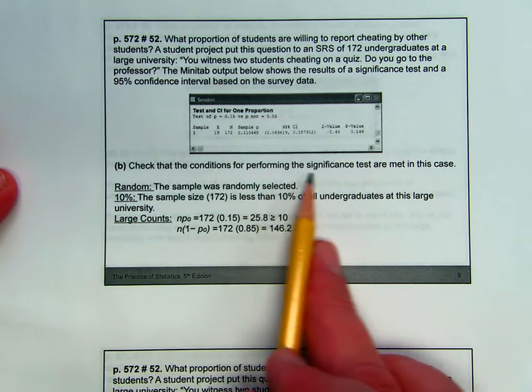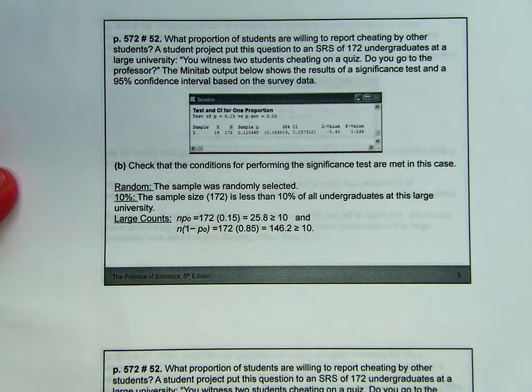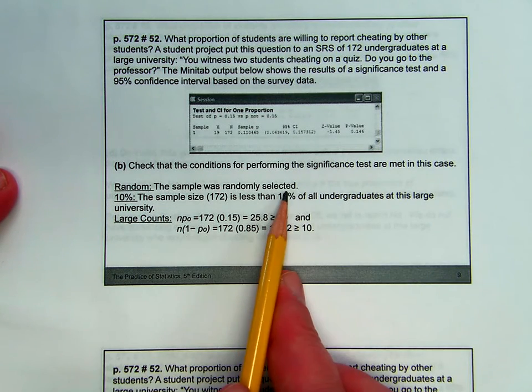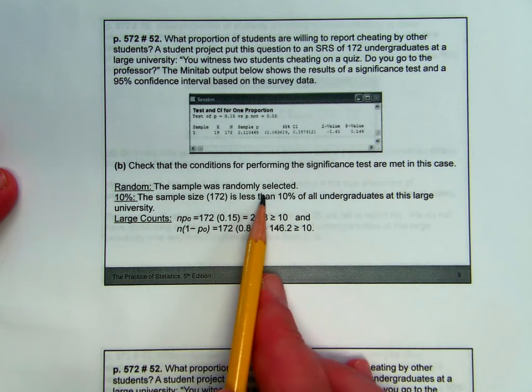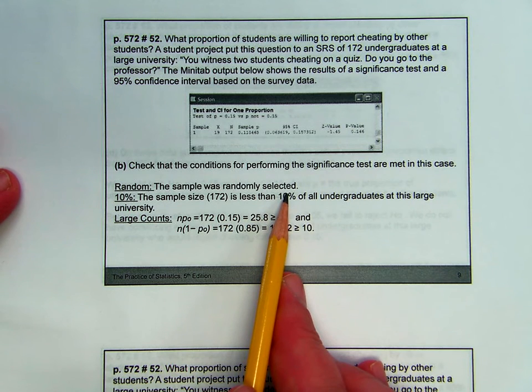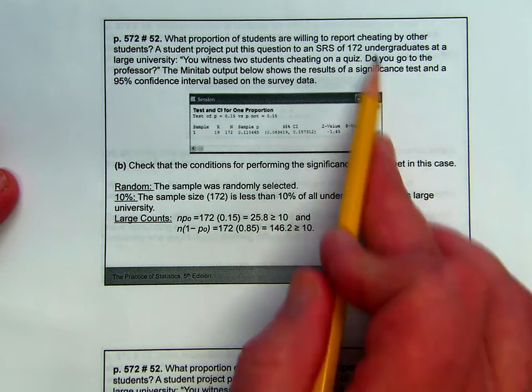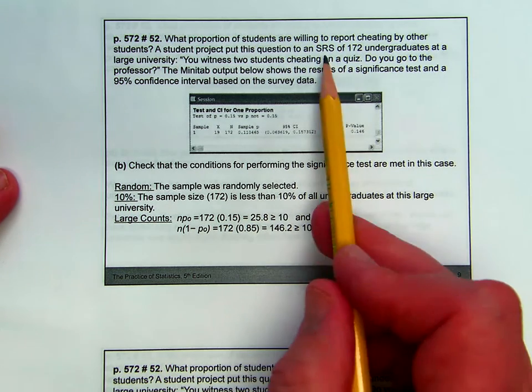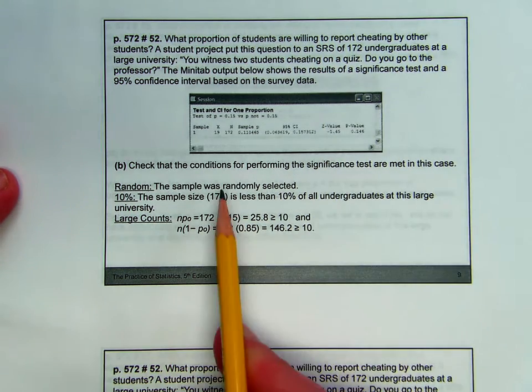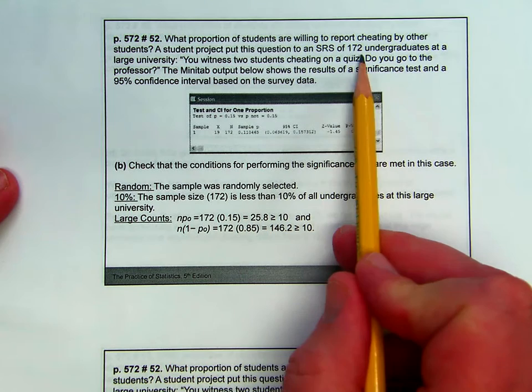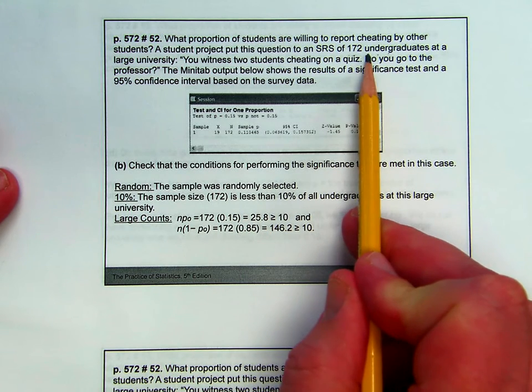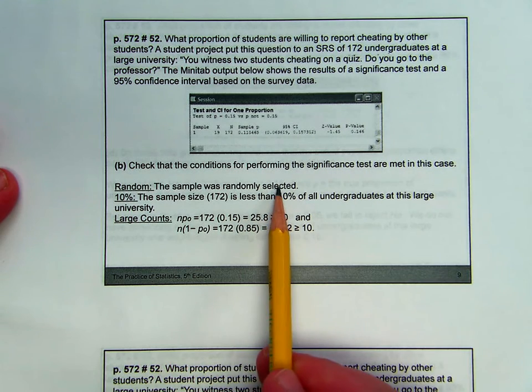Check the conditions for performing a significance test. So, random, the sample was randomly selected. That's very poor. That's very unlikely to get you full credit right here. There has to be something that connects specifically to this problem. We have a simple random sample of 172 undergraduates. The 172 undergraduates, that would be something specific to this problem. Not so good with that.